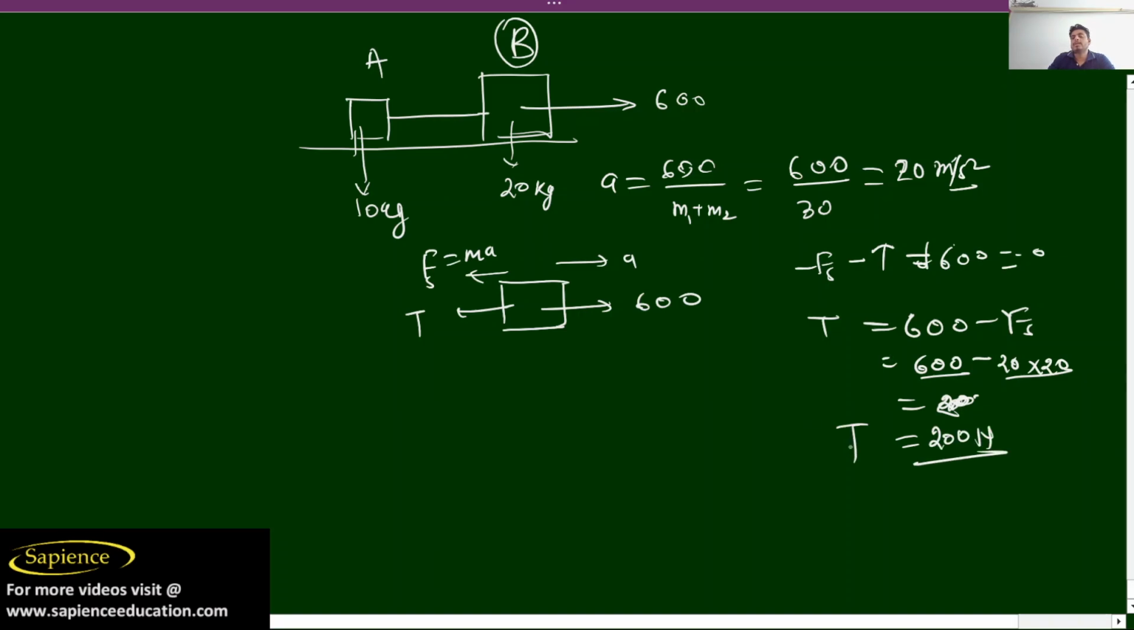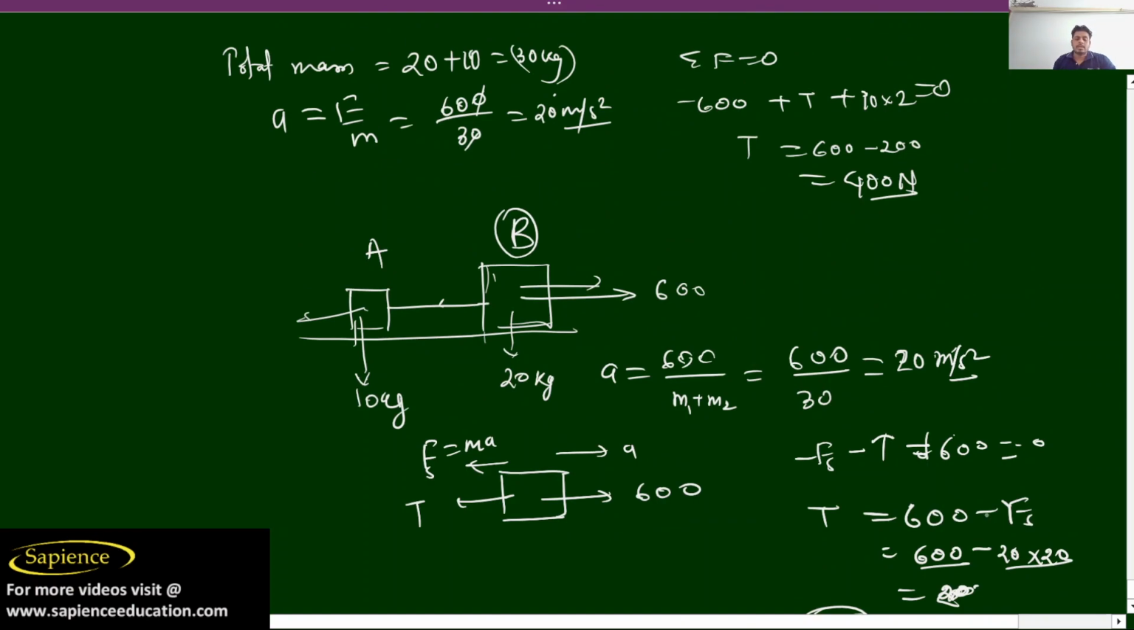I hope you have understood now. When a force is acting on B, tension becomes 200. When a force is acting on A, tension becomes 400. It means that tension increases when the mass of the opposite object is increased. I hope you all have understood this question now. Thank you everyone.